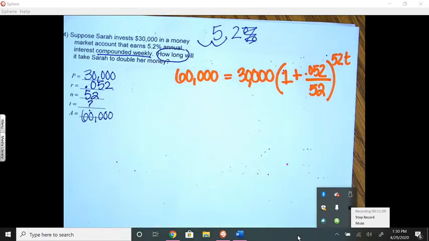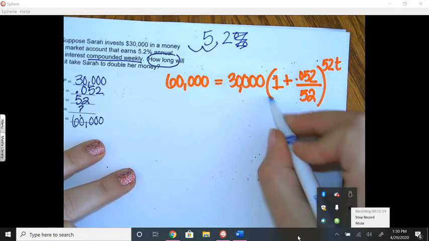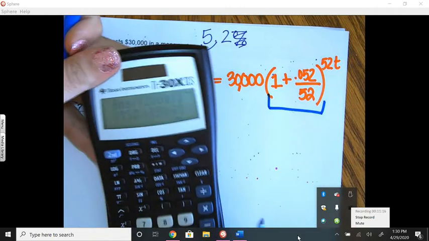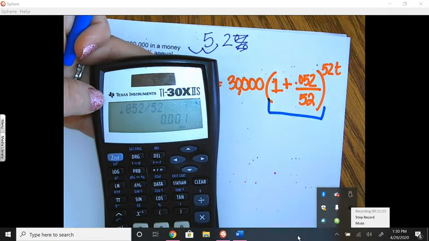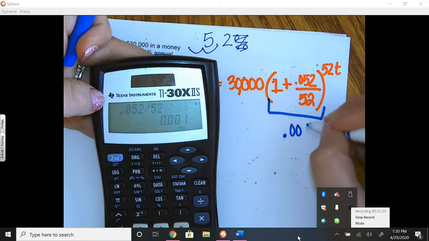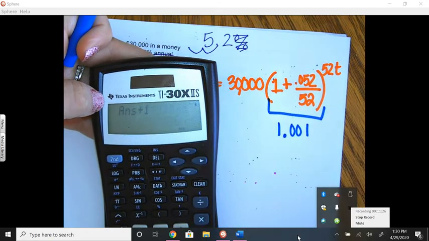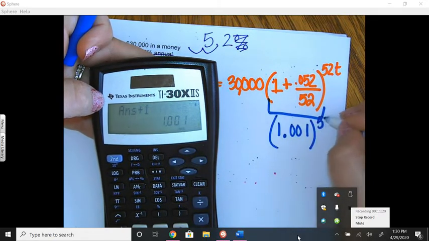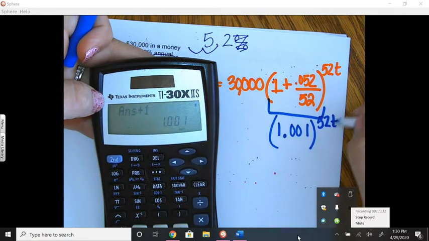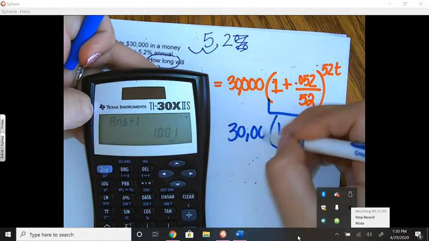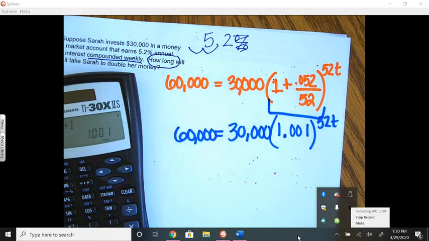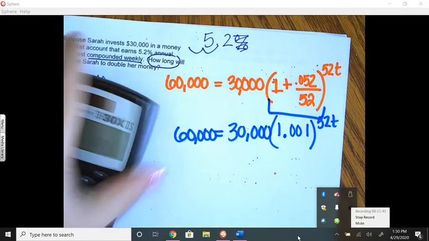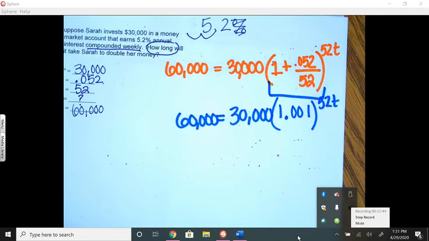Feel free to pause the video and try this on your own, and then you can push play to check it. But we're going to start inside the parentheses. So 0.052 divided by 52 is 0.001, and then we're going to add 1 to it. And then we can't do exponents. We don't know what the t is. So we're stuck. Luckily we learned in the section before this how to solve equations with exponentials.